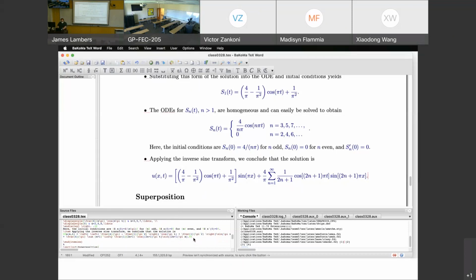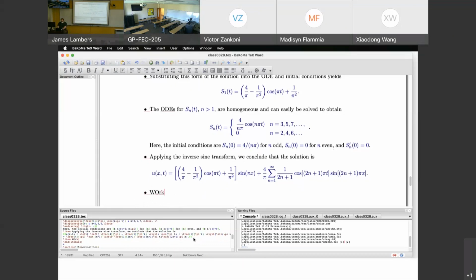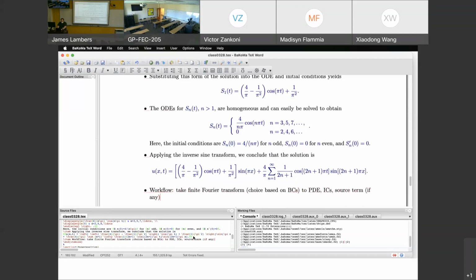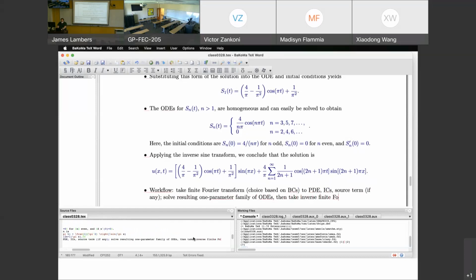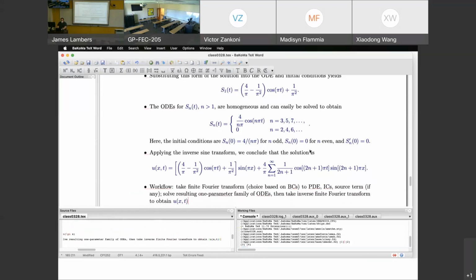So, we'll write that down here. All right, so what you do is, transform the PDE, initial conditions, and source term, to get a one parameter family of ODEs. Whatever transform we took at the beginning, take the corresponding inverse transform at the end. Get u of x, t.